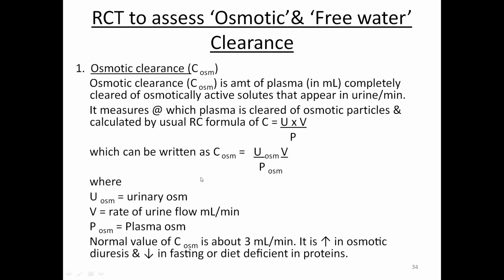Here U is urinary osmolality, V is the rate of urine flow, and P is the plasma osmolality. This is the difference. The normal value of osmotic clearance is about 3 milliliter per minute. It's increased in osmotic diuresis and decreased in fasting or diet deficient in proteins.